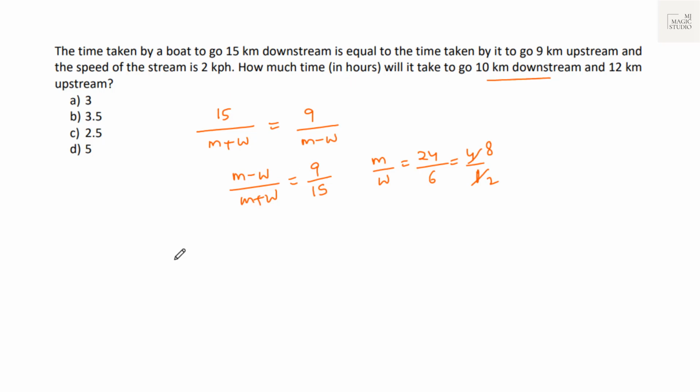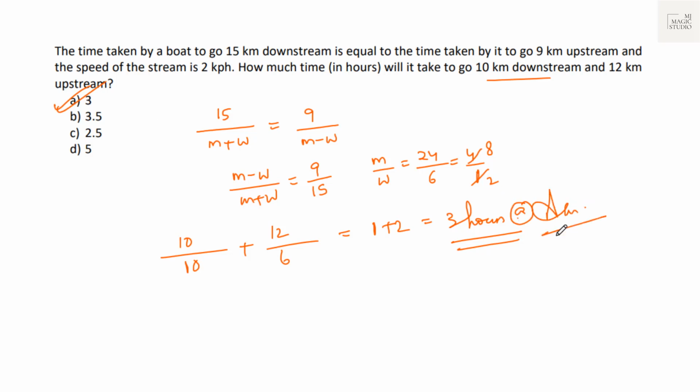How much time will it take to go 10 kilometer downstream and 12 kilometer upstream? Downstream speed is m plus w, that is 10, so 10 by 10. Upstream speed is m minus w, 8 minus 2 is 6. So time taken would be 1 plus 2, together 3 hours. By the time you are reading the question, you have the answer.